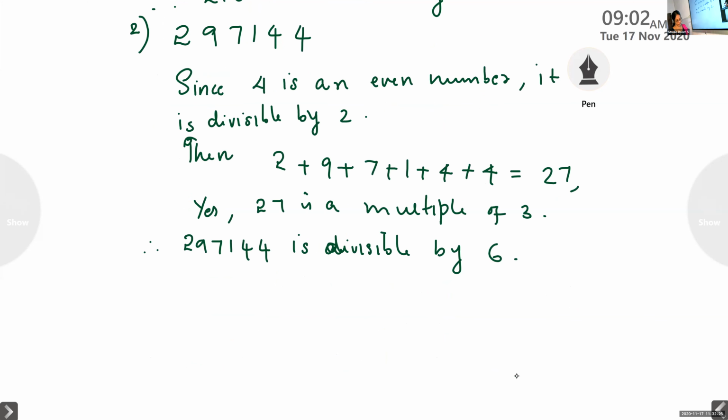Okay. Okay, children. Shall we move to the next portion? Next divisibility rule. It is the last one. It is divisibility by 11. Shall we move? Yes, ma'am.